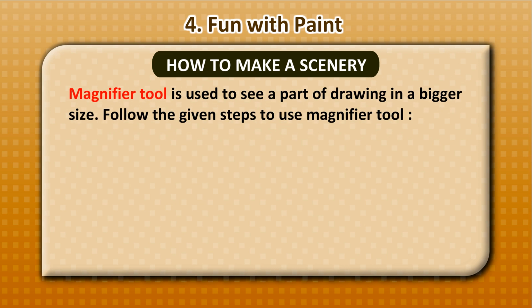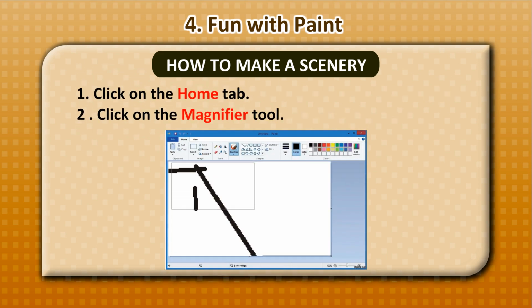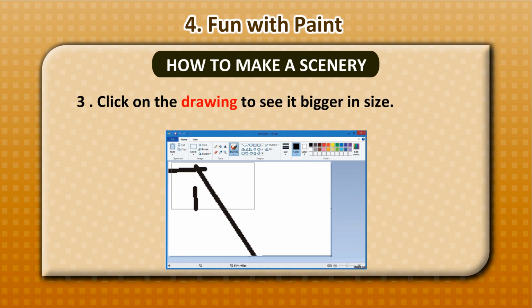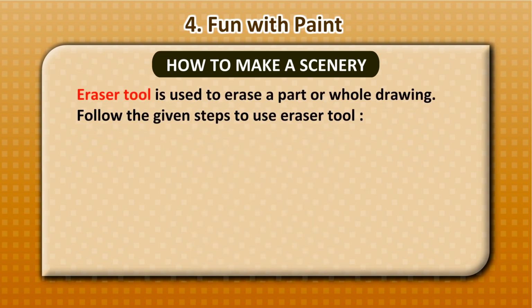Magnifier tool is used to see a part of the drawing in a bigger size. Follow the given steps to use the magnifier tool. 1. Click on the Home tab. 2. Click on the magnifier tool. 3. Click on the drawing to see it bigger in size. Eraser tool is used to erase a part or whole drawing. Follow the given steps to use the eraser tool.